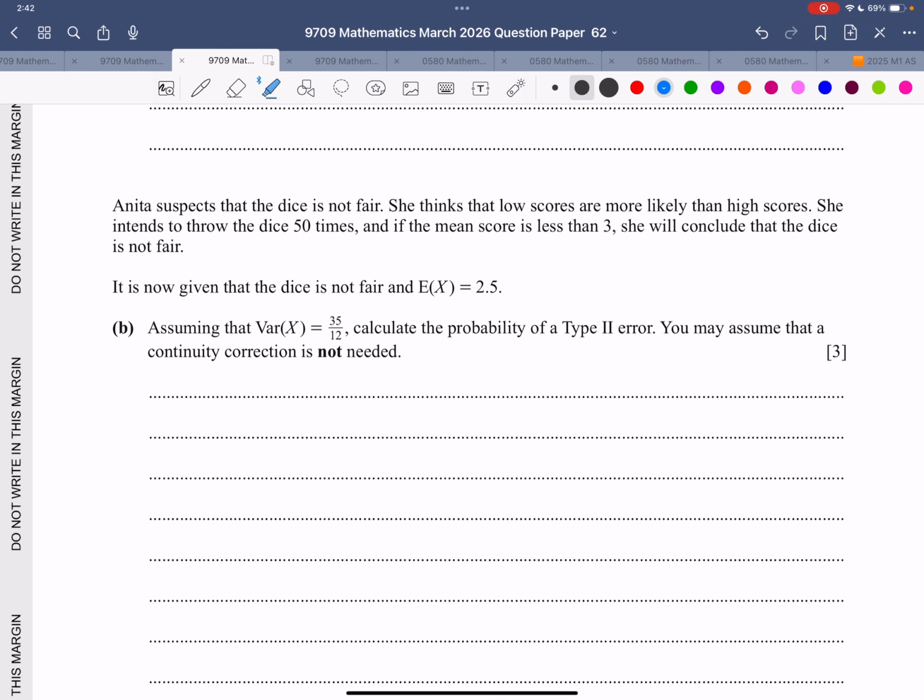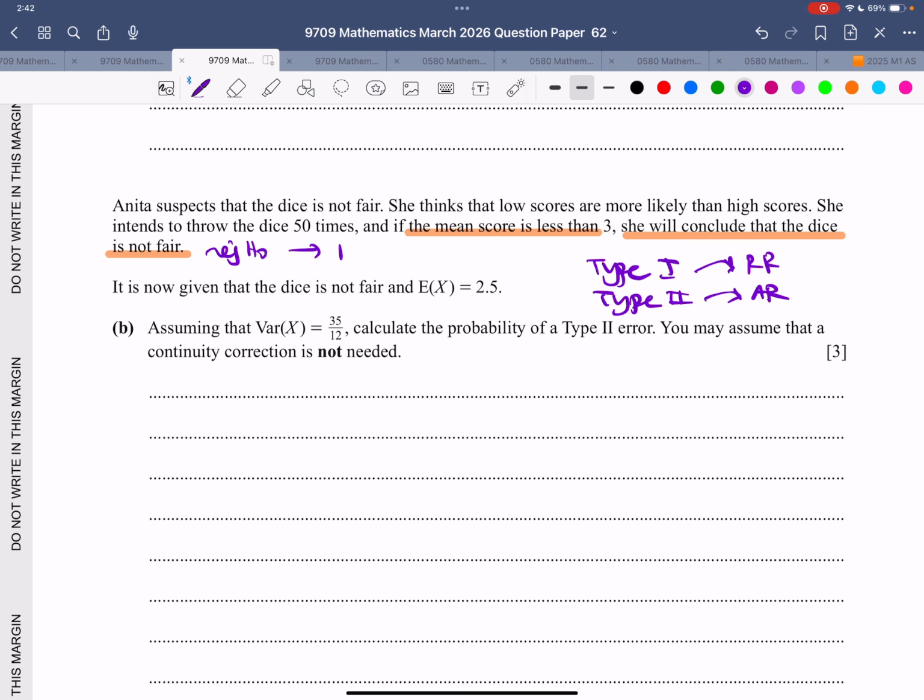Now whenever we see a statement like this, if the mean score is less than 3, she will conclude the dice is not fair, this is the policy statement for type 1 error and type 2 error. Remember this: type 1 is related with rejection region, type 2 is related with acceptance region. She will conclude that the dice is not fair. She will reject H0, that is the rejection region, the mean score is less than 3. That is the rejection region in terms of X bar.